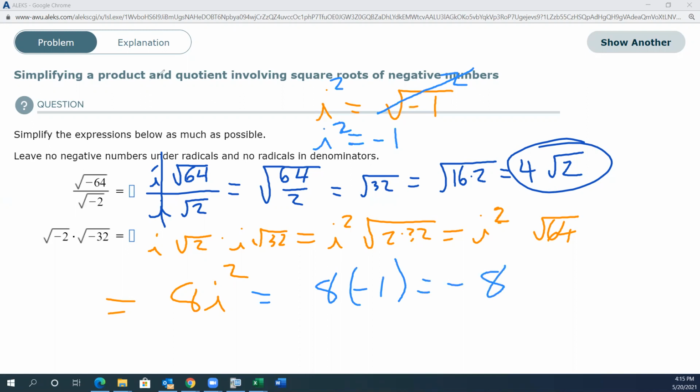So pull out the i's first before you do multiplication and division. Otherwise, sometimes you get the wrong answer, sometimes you won't.